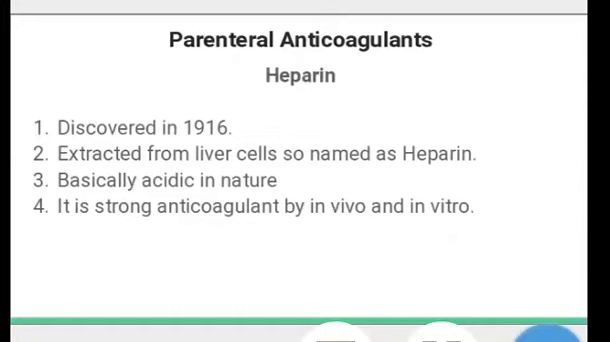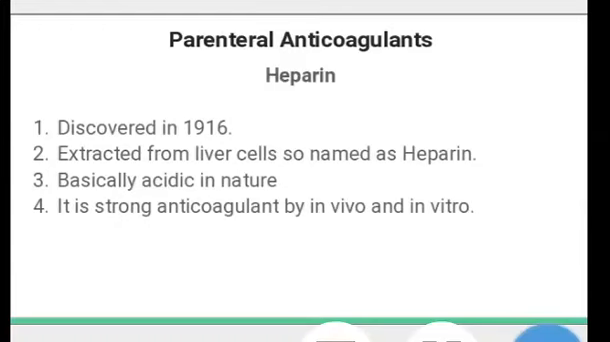Now we will see the systemic drugs, or drugs which are given parenterally for anticoagulation purposes. A common example is heparin. Heparin is a drug which was discovered in 1916. This drug was extracted from liver cells, and so it is named heparin. This is a strong anticoagulant which shows results in both in vivo and in vitro studies. So this drug is known as a life-saving drug.